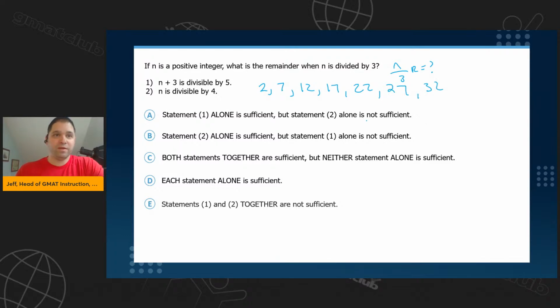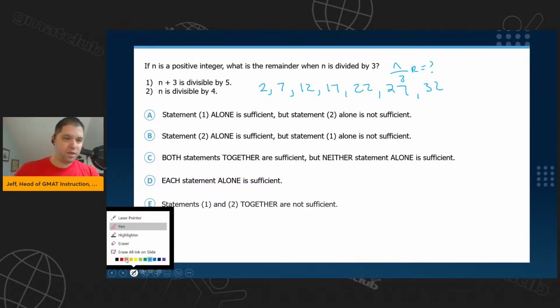Okay, we'll stop there. Now, do I need to test this? Not really. I can look at it. 12 over 3, remainder is 0. 17 over 3, remainder is something. Insufficient. I'm going to change the color here as well.